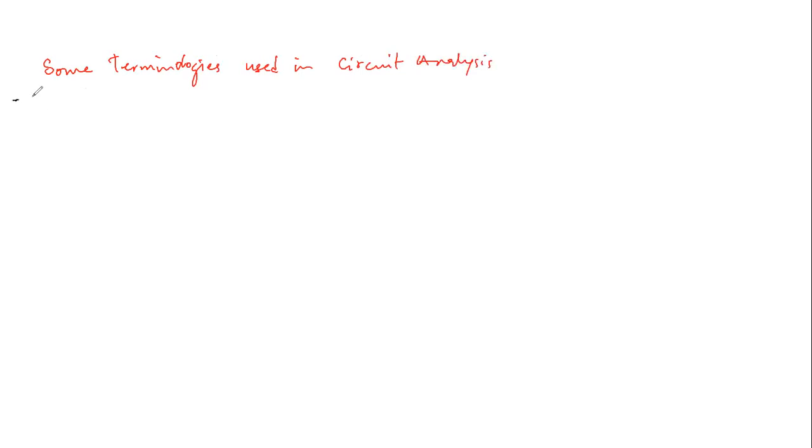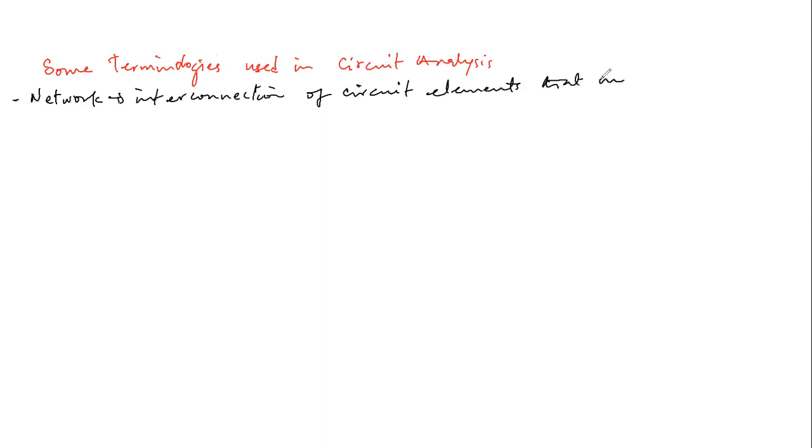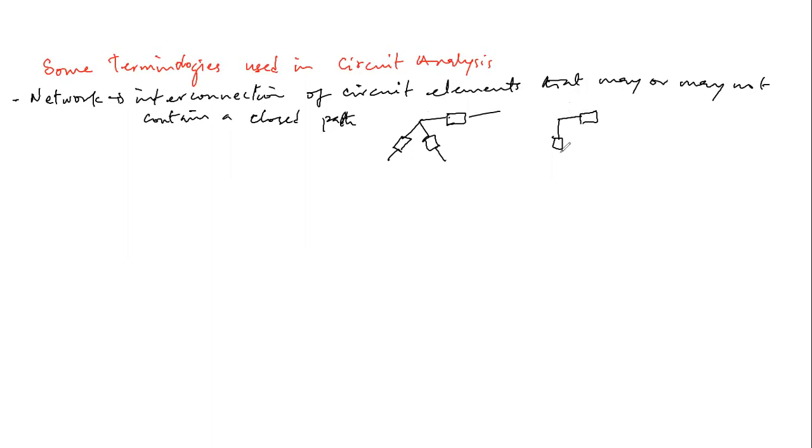The first of which is network. A network is the interconnection of circuit elements that may or may not contain a closed path. So let's assume we have this element here, this element here, and that element here. This is a network. Should we have something like this too, this is also a network. Here we have one closed path. Here we do not have any closed path.